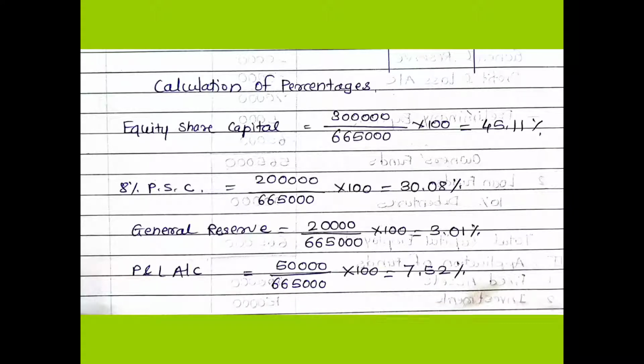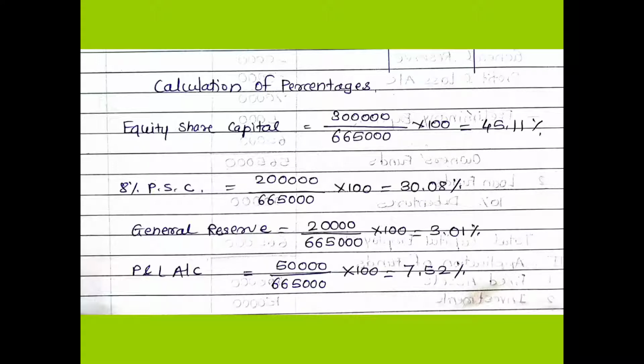So now we are going to calculate the percentage of preference share capital. 2 lakh is given, the amount of preference share capital, divided by total capital employed 6,65,000 into 100. So it makes a percentage of 30.08%. For general reserve, the amount given is 20,000 divided by total capital employed 6,65,000 into 100 is equal to 3.01%. Again profit and loss account is given to us. So 50,000, the amount given, divided by 6,65,000 into 100 is equal to 7.52%.